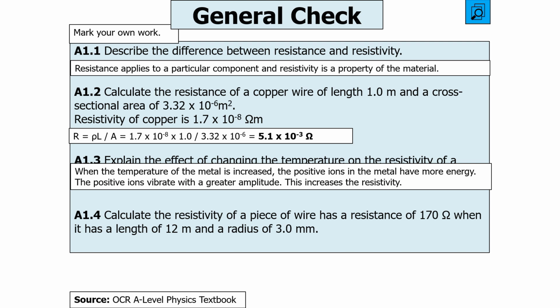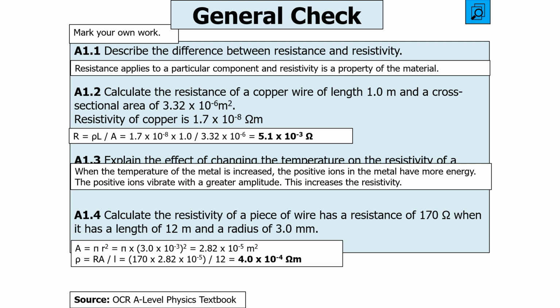Now firstly, you need the area. So the cross-sectional area is pi r squared. Now we've got to change our radius of 3 millimeters into 3 times 10 to the minus 3 meters. We assume it's a circular cross-section, so therefore it's pi r squared, so it's 2.82 times 10 to the minus 5 meters squared. Now resistivity is resistance times by area over length. Pop in all the values, work it through, and it's 4.0 times 10 to the minus 4 ohm meters.